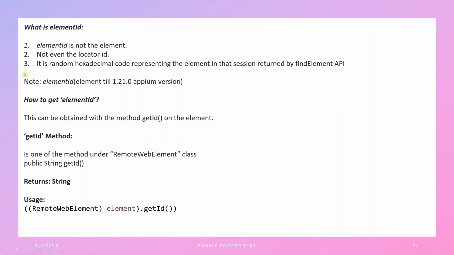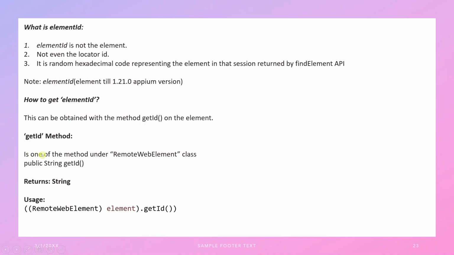Please note that till Appium version 1.21.0, the element ID was referred to as an element. After this version it is known as the element ID. And how do we get this element ID? This can be obtained with the method called getId on the element. And we'll see what exactly this getId method is.